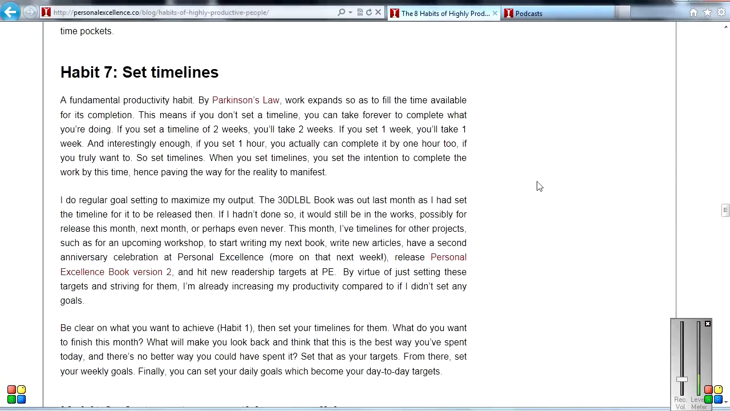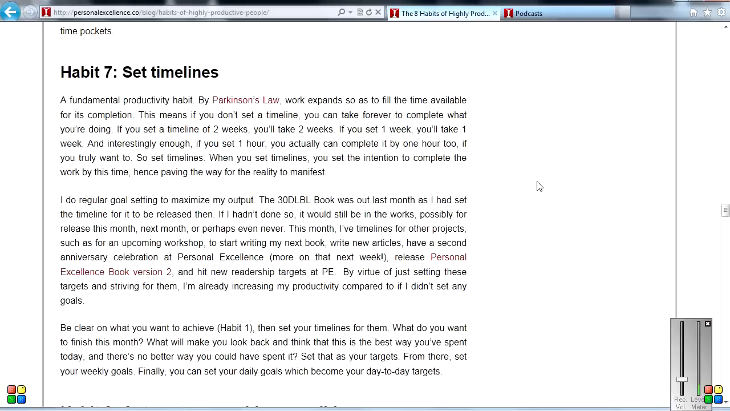Habit number seven, set timelines. Now it's very important that you set timelines for the work that you want to be produced because it helps you have a clear idea of when things are going to happen and what you need to do to make them happen. So unless you're someone who is already very goal achievement oriented, you think in terms of timeline, in terms of amount of resources, in terms of milestones, in terms of the time it takes to achieve something, then you really greatly benefit from setting timelines.